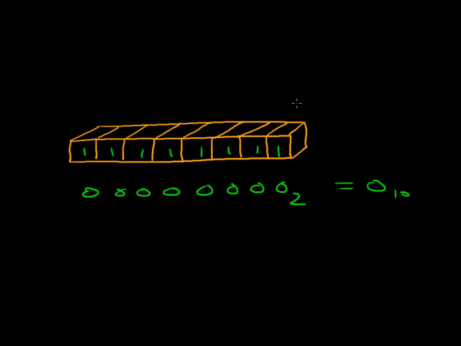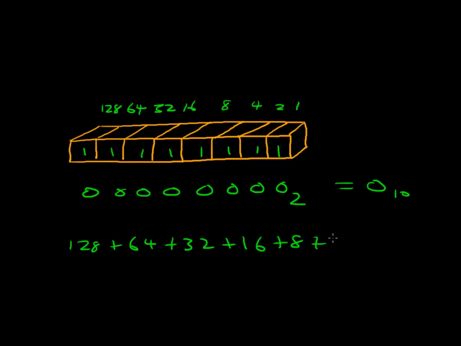So we've got to think about what each of these columns is. There's the 1s column, the 2s, the 4s, the 8s, the 16s, 32s, 64s, and the 128s column. So essentially what we're saying is it's 128 plus 64 plus 32 plus 16 plus 8 plus 4 plus 2 plus 1. And if you add all of those together, that comes to 255, which is a very common number to see in computing because 1 byte stores the numbers from 0 in base 10 up to 255 in base 10.